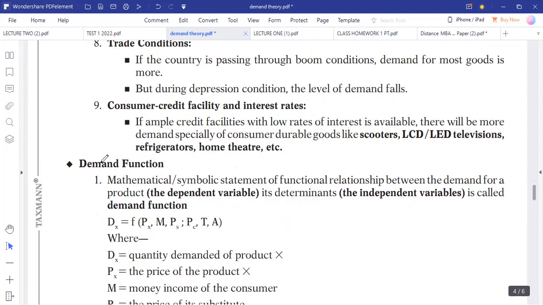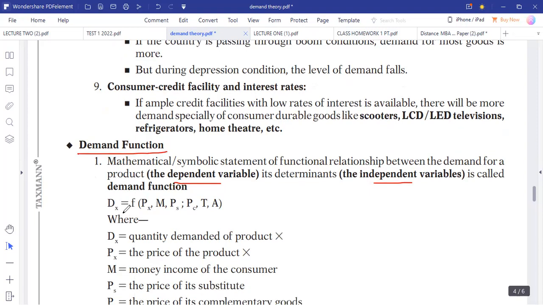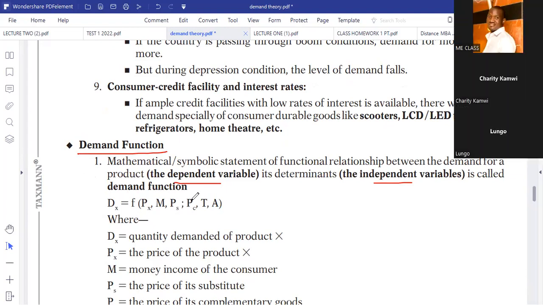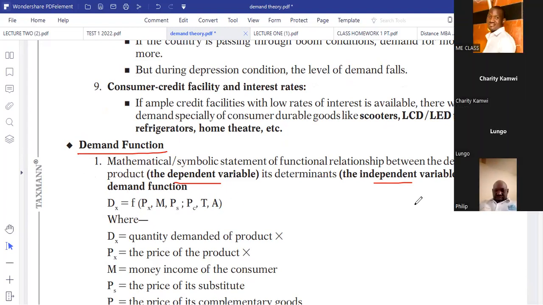So we came up with a function that has dependent and independent variables, which we call the demand function. So we have demand of X against the price of X, M, which is what? Income, price of substitute good, price of complementary good, as well as what? Taste and advertisement. So these are the factors that affect demand.